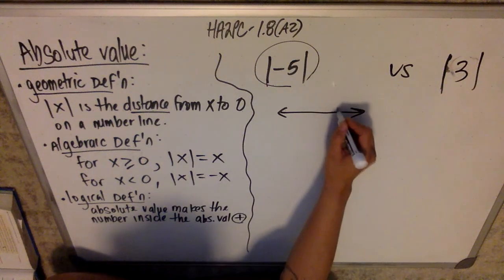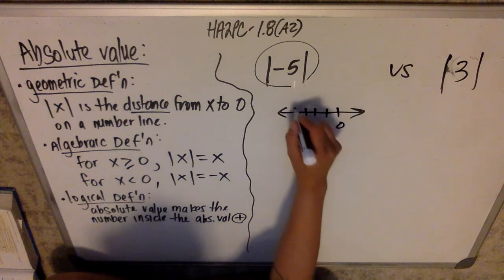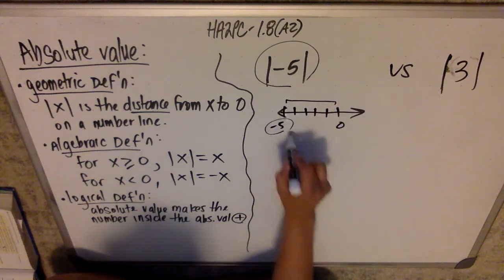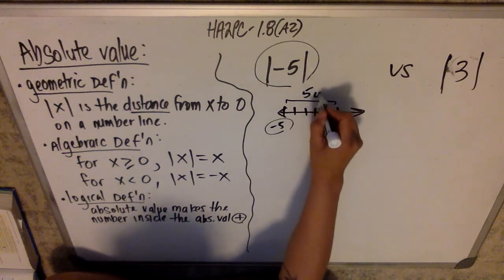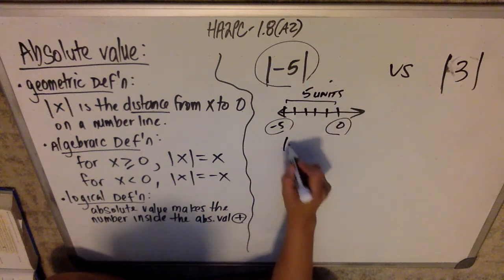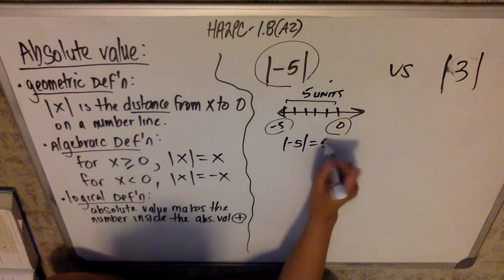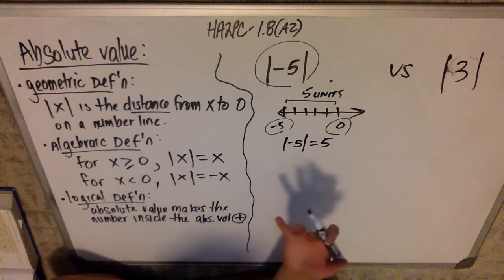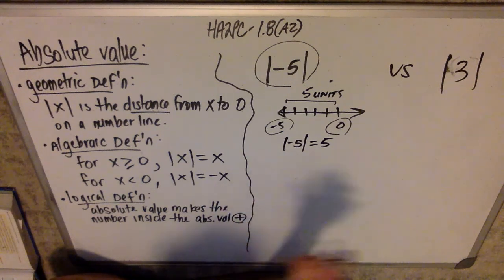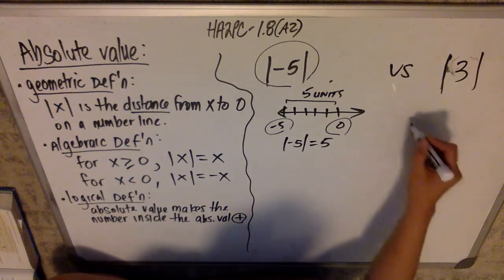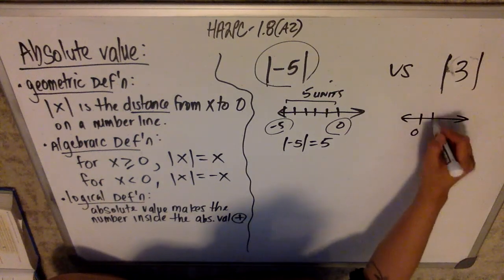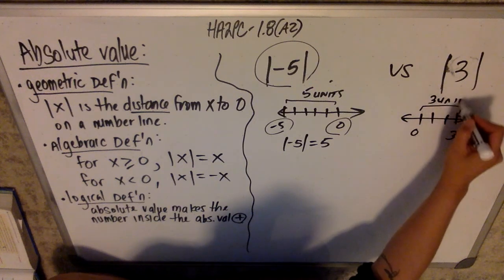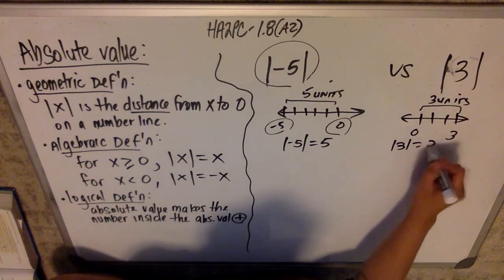So here's 0, 1, 2, 3, 4. There's -5. If we measured the distance from -5 to 0 on a number line, it would be 5 units, okay? Thus, the absolute value of -5 is a 5 because distance is what we call a scalar. It doesn't have a direction. So it doesn't matter that -5 is left of 0. It just matters that it's 5 units away. If we look at the absolute value of 3 on a number line, here's 0, 1, 2, 3. Again, 3 is 3 units away, so the absolute value of 3 is a 3.